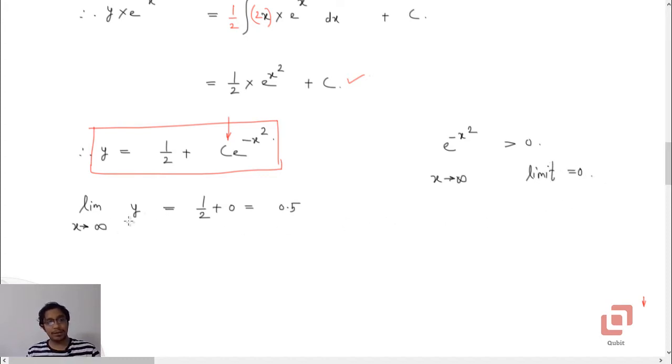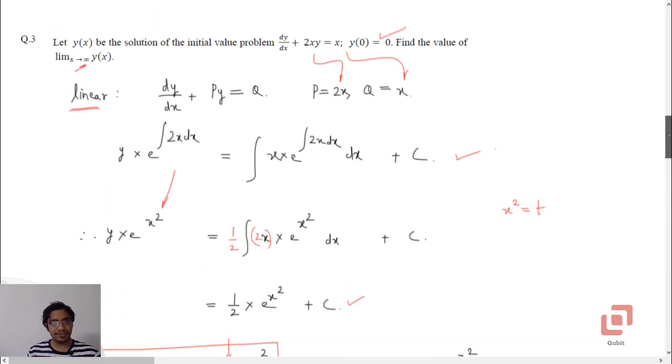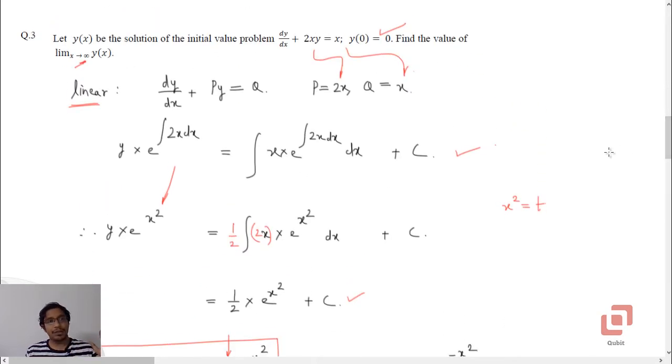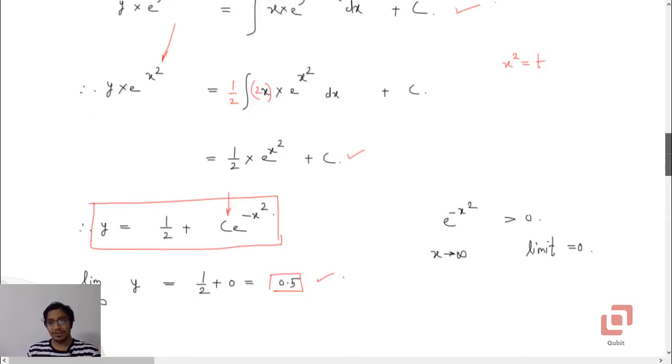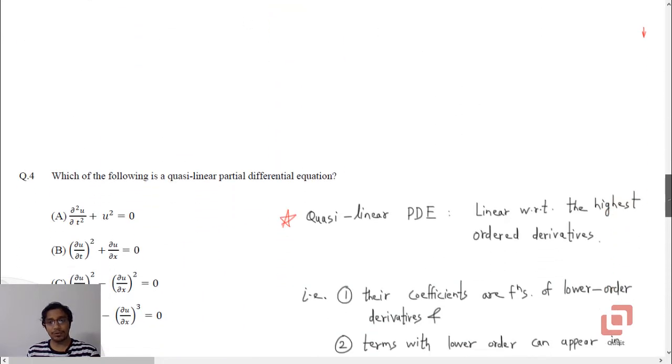And therefore the limit of y as x tends to infinity is going to be 1 upon 2 plus 0, which is 0.5. Okay, so this being a numerical answer type question, you should type the exact value, that is 0.5. Because the answer is a rational number which has a terminating decimal expansion. So this is question 3, pretty simple. Let's go to 4th.